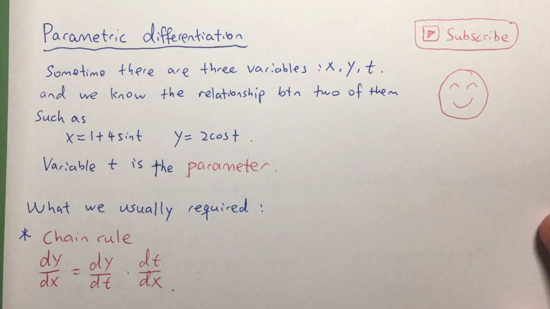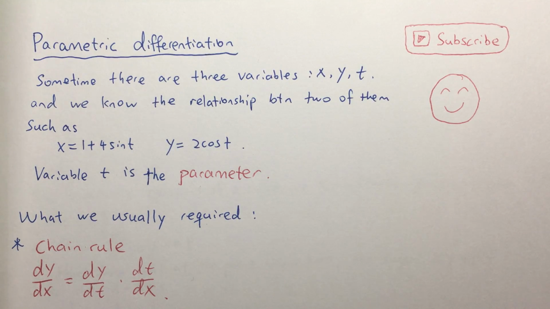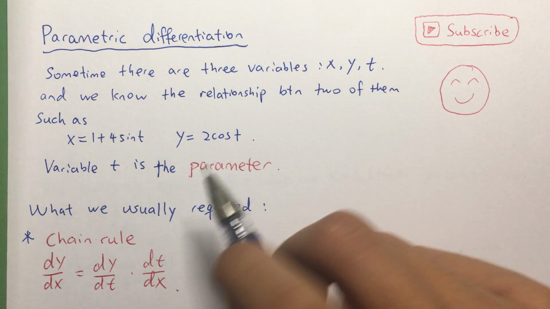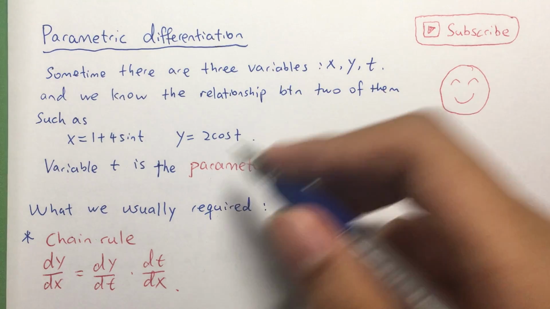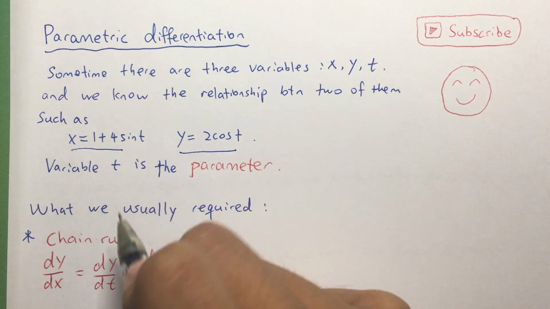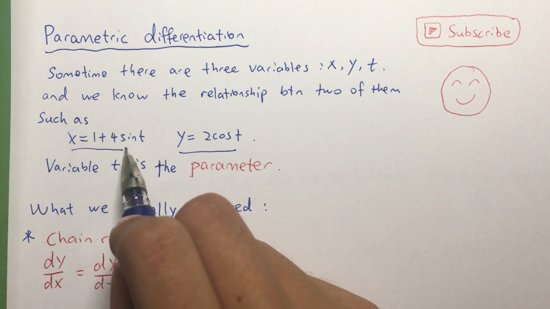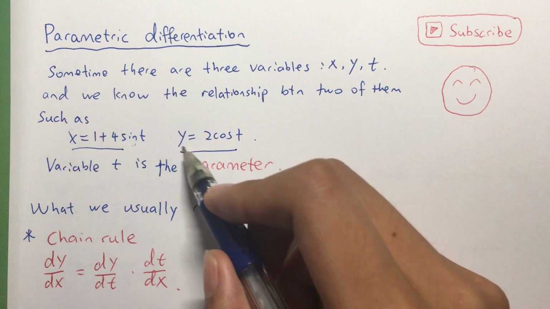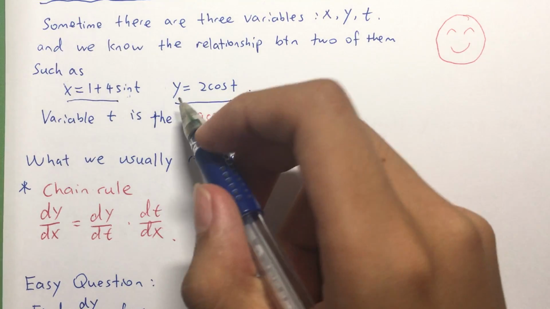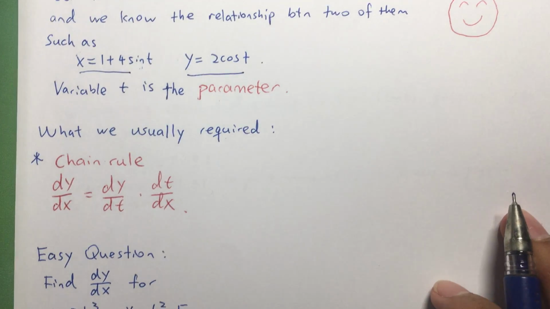So what is parametric differentiation? Well, there's an equation, a function, with three variables such as x, y, and t, and usually we have two equations like that. So we know the relationship between two of them, like the relationship between x and t, and the relationship between y and t. And the questions are usually about finding the relationship between x and y, or to differentiate.